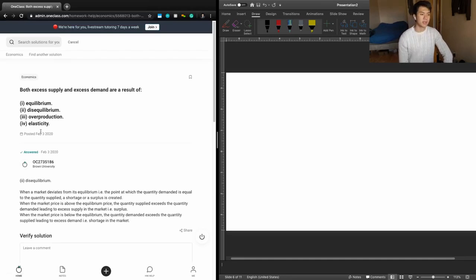So let's take a look at this next question, and it says, both excess supply and excess demand are a result of which one of the following? Equilibrium, disequilibrium, overproduction, or elasticity.